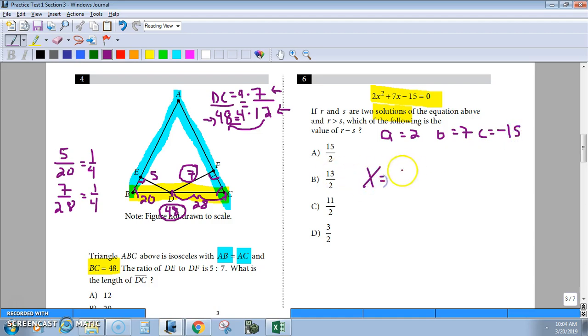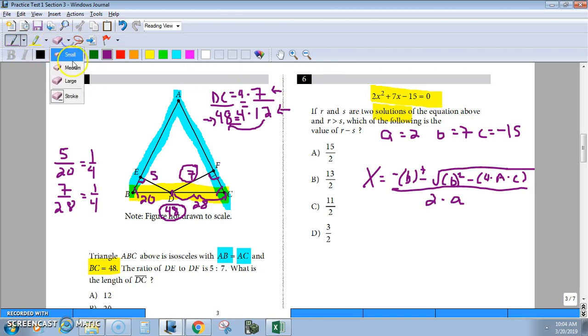And the quadratic formula is x equals negative b plus or minus the square root. That's why we need to write this down before we get started. Plus or minus the square root of b squared minus 4 times a times c all over 2 times a. So that's the formula.